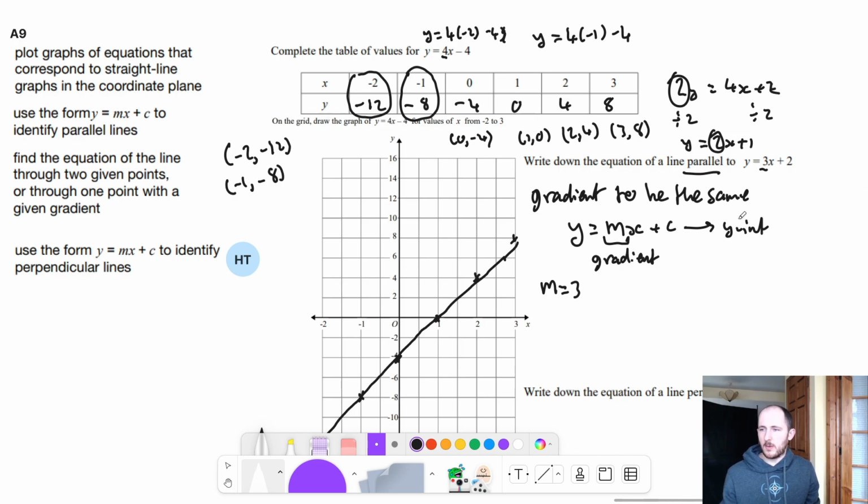So if I write down an equation of a line that's parallel to this, all I need to do is make sure that the number in front of x is 3. The number on the end can be anything. Doesn't matter what you put. It can be minus a third, plus 10 billion, whatever you want to do.